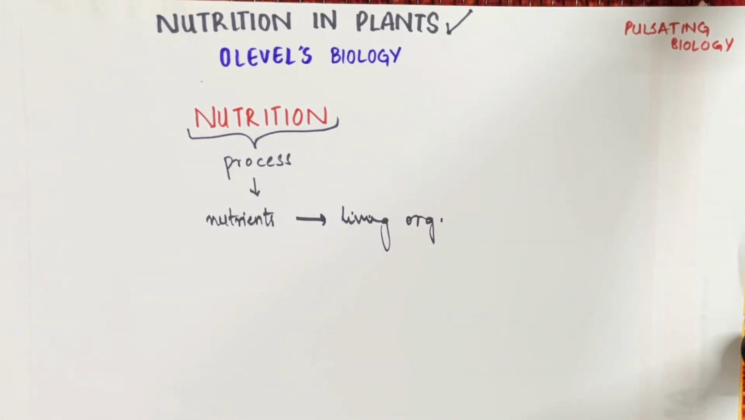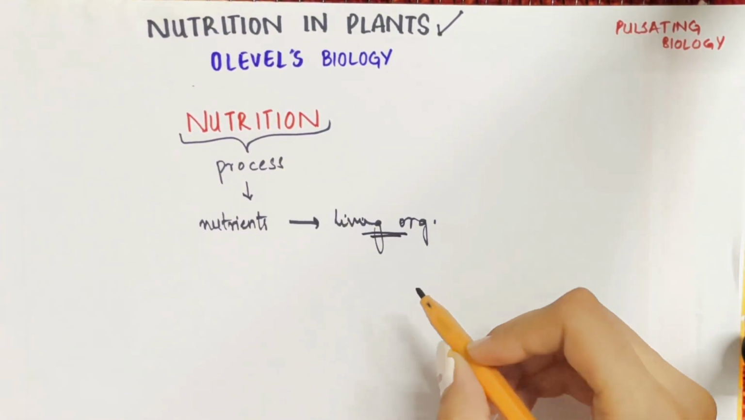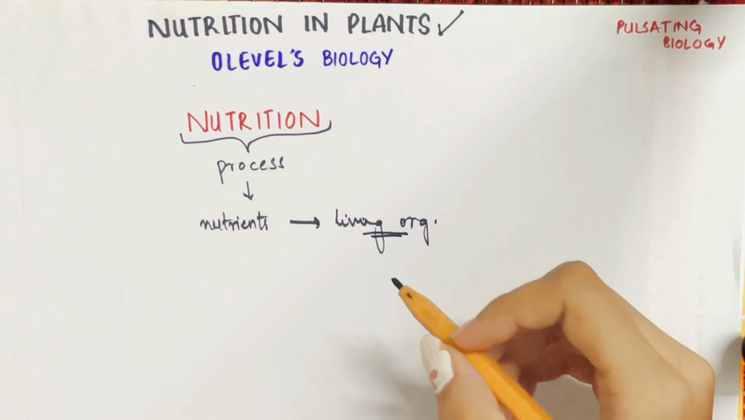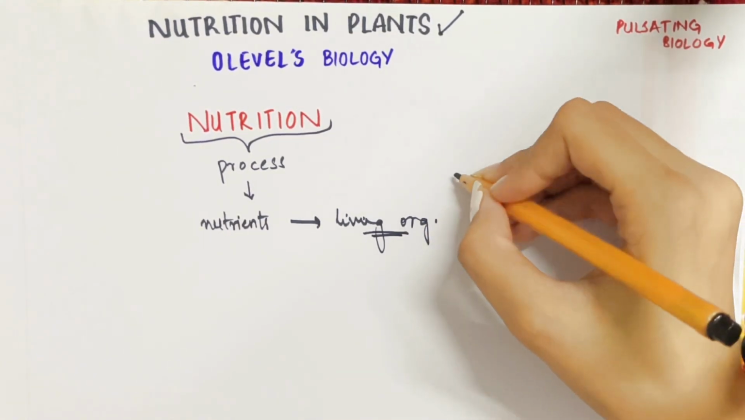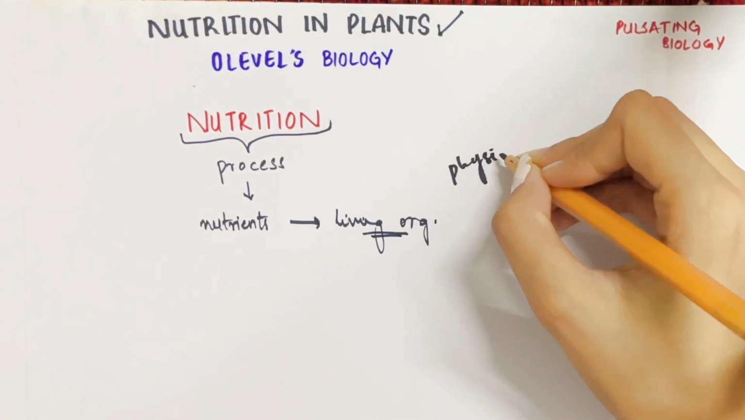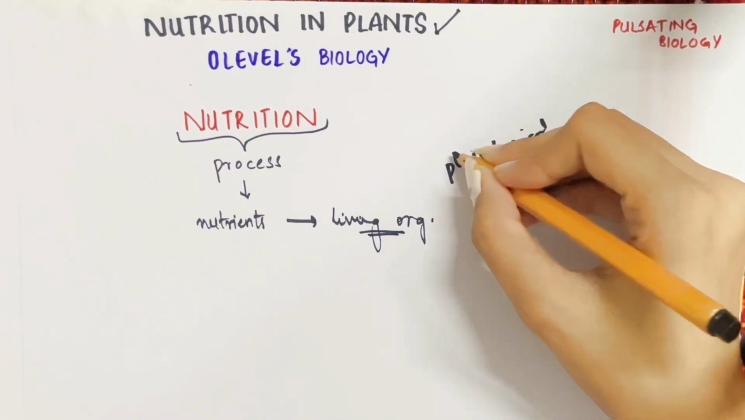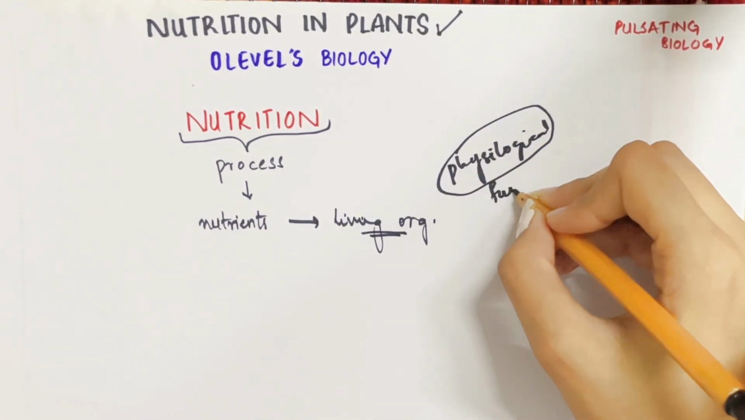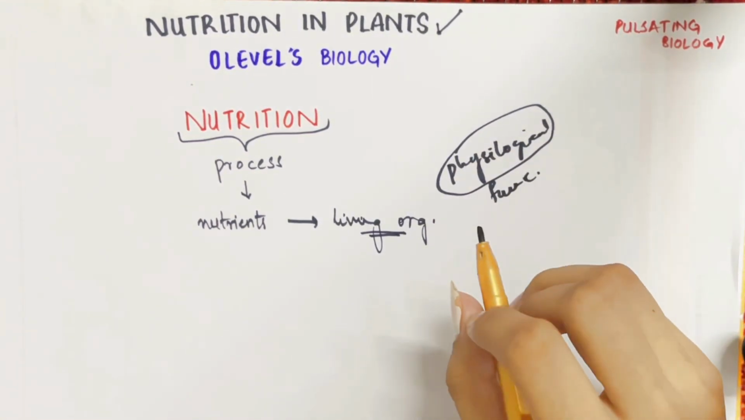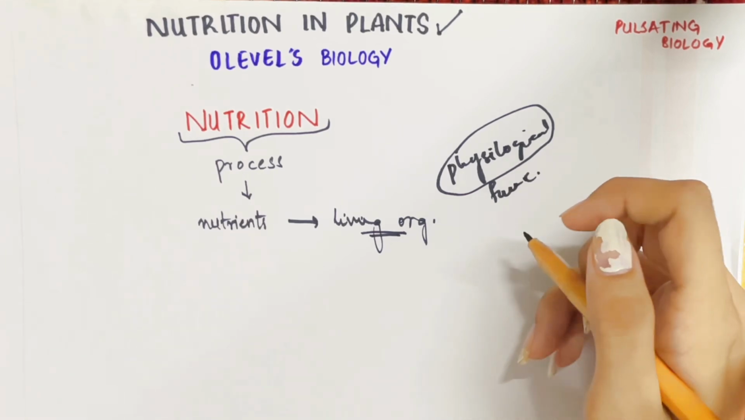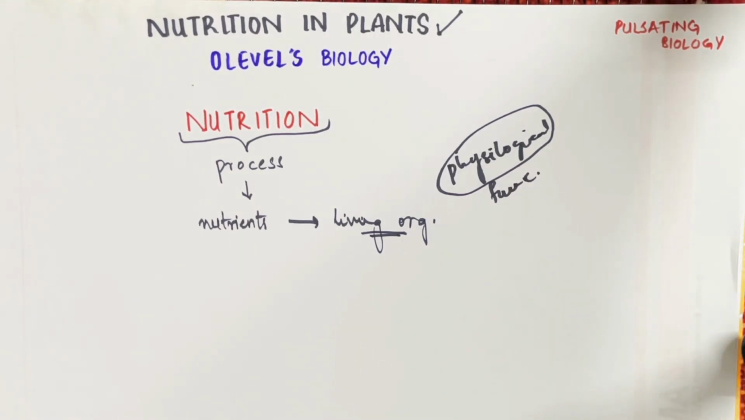This is the cycle of nutrition: the nutrients that are provided by the process of nutrition are utilized by the living organism. Nutrients are important for all the physiological functions that take place in our body, and these physiological functions are very important for body functioning. Along with the physiological functions, they are also required by many of the metabolic reactions.